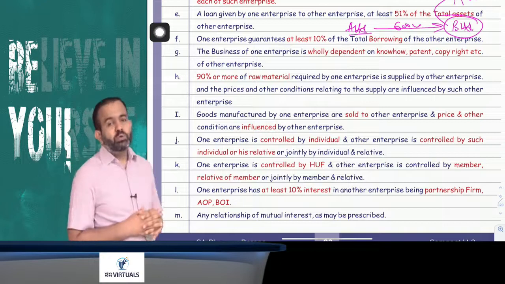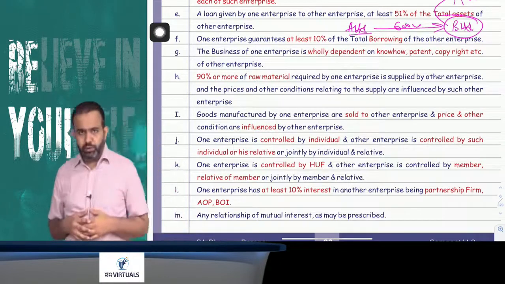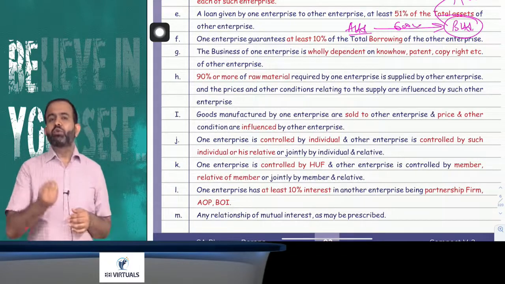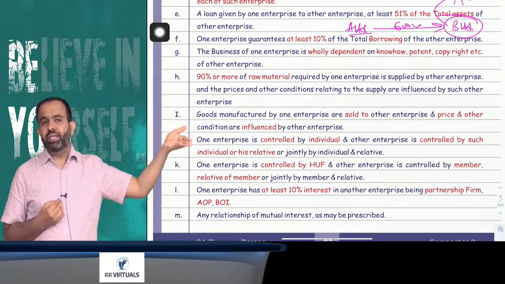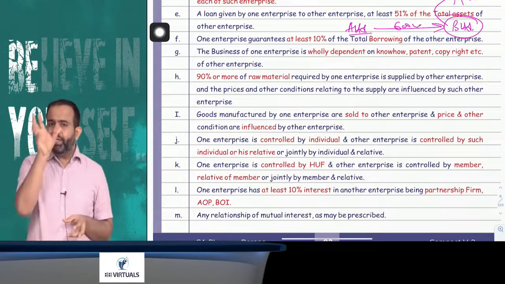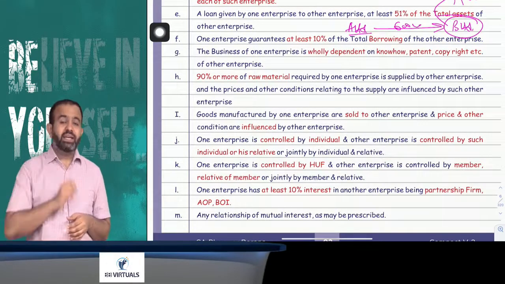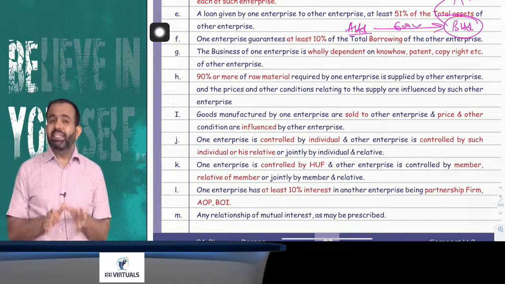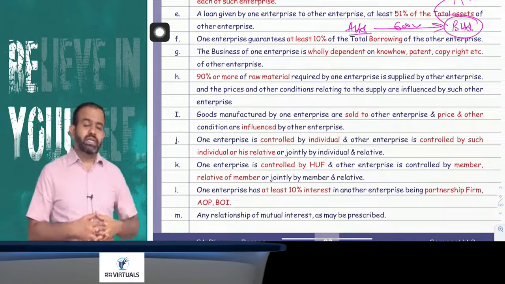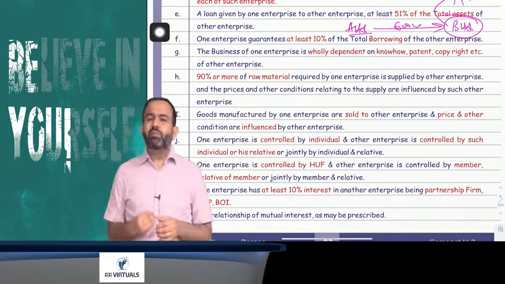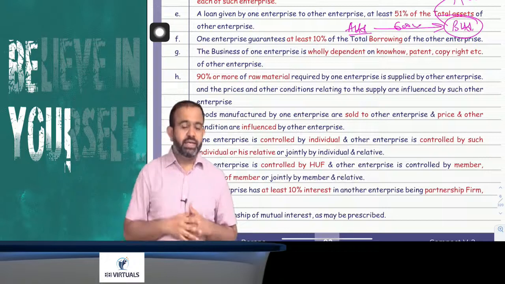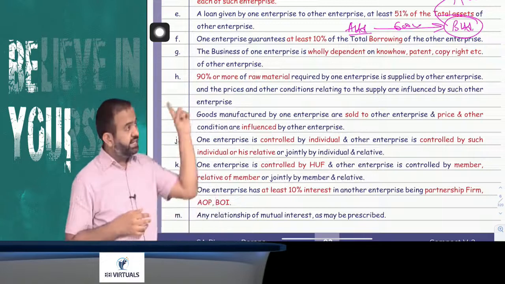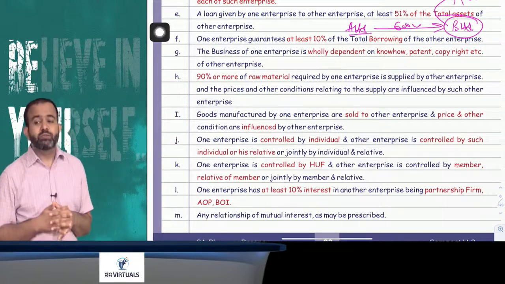One point says that suppose one enterprise is controlled by an individual. I can take one example. Control means 26% or more equity shareholding and all, that is called control. So suppose one enterprise is controlled by one individual and another enterprise is controlled by the same individual or a relative of such individual. In that case, both enterprises will be treated as associate enterprises. Suppose I am holding 40% shareholding of X Limited and my wife is holding 60% shareholding of Z Limited. In that case, X Limited and Z Limited both will be treated as associate enterprises.